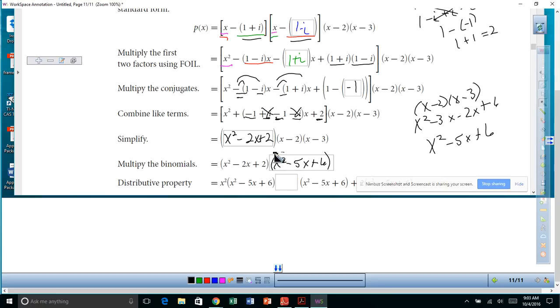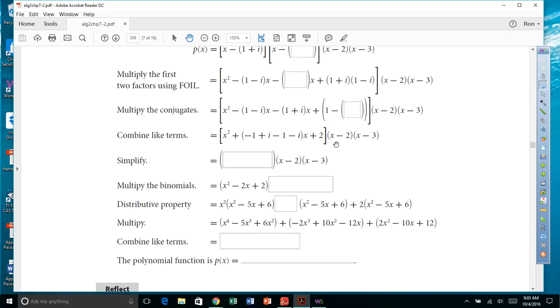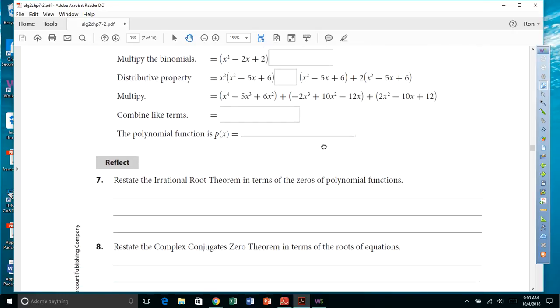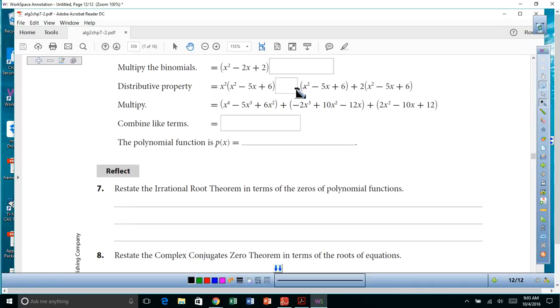Now they're going to multiply this times that, and I'm going to move to the next page before I do that. So we'll put this back in there. That's x squared minus 2x plus 2 times x squared minus 5x plus 6. x squared times x squared, x squared times that, and then negative 2x times that, and then positive 2 times that. x squared times x squared is x to the 4th, and so on. They distribute inside it, all of those.